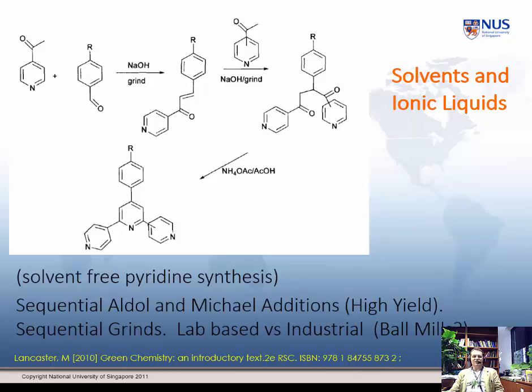You start with your sodium hydroxide, acetylpyridine and benzaldehyde, and basically you do a grind. It sounds a bit of an odd way of putting it, but basically you're in a ball mill and you do sequential aldol and then Michael additions, and you steadily do one grind after the other as you build your product up.